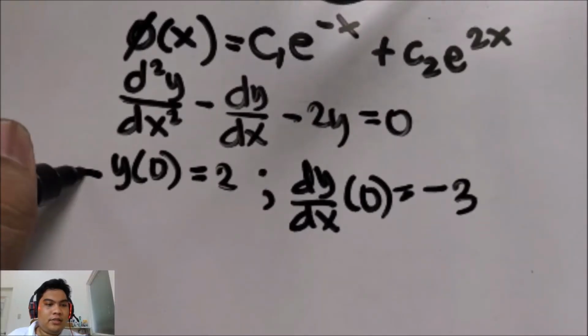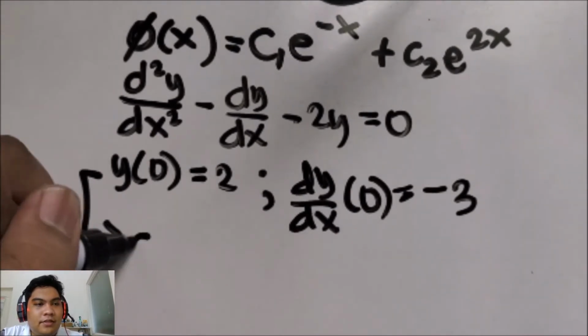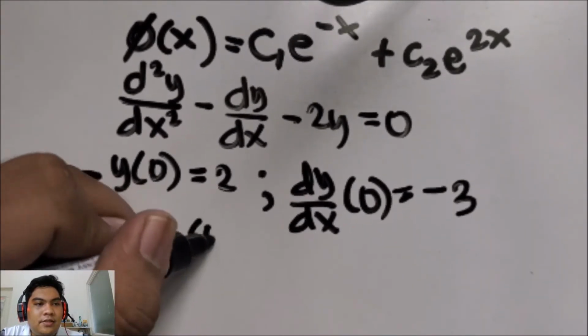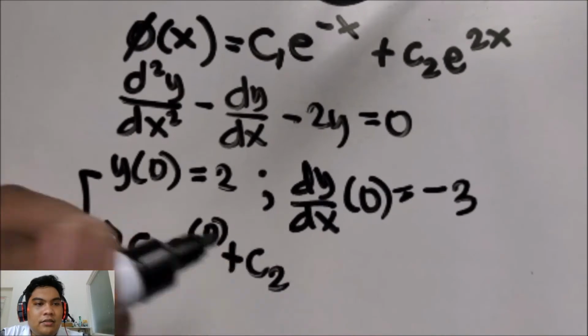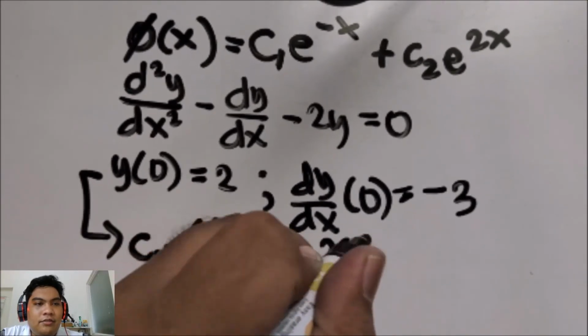Okay, so this is our solution to example 7. So we first substitute the initial condition. That is y of 0 equal to 2.